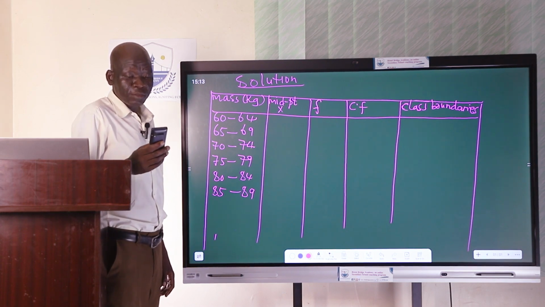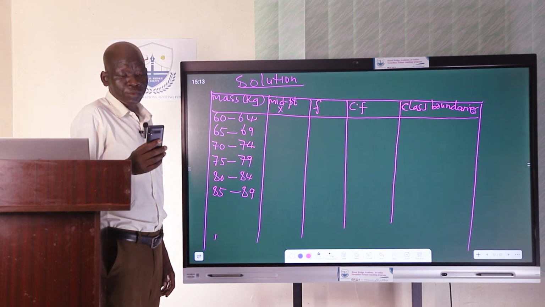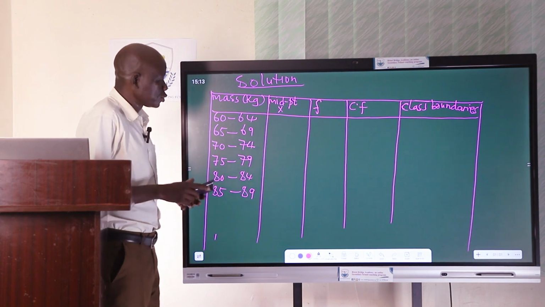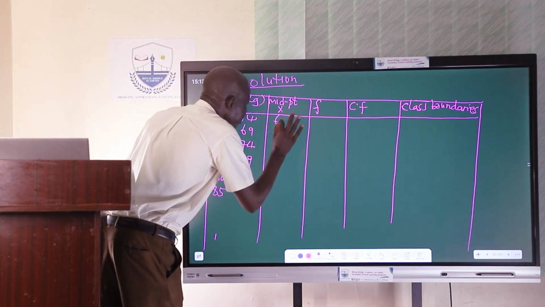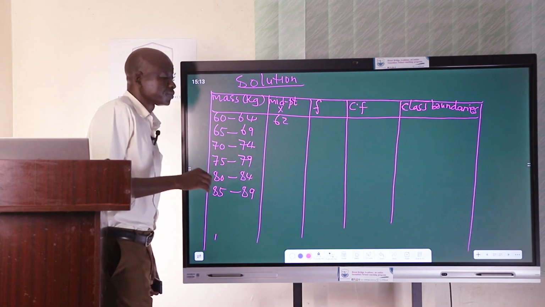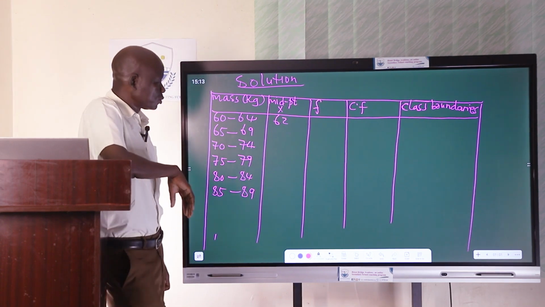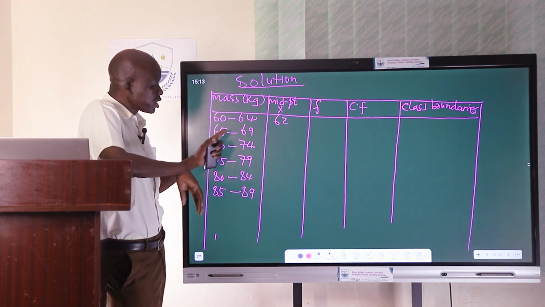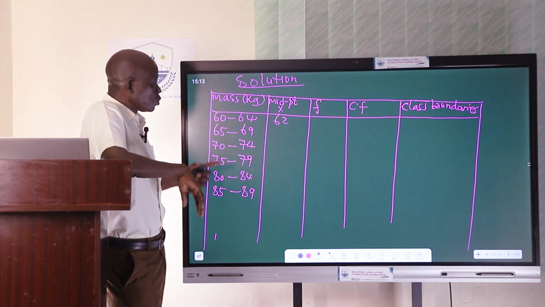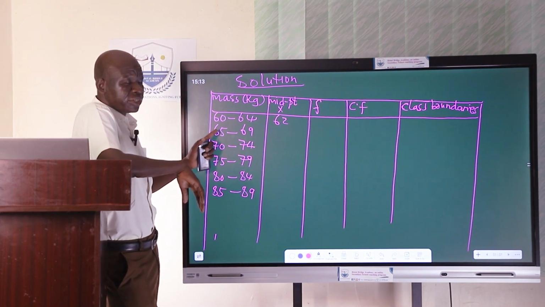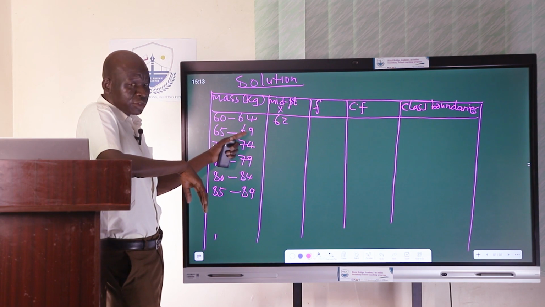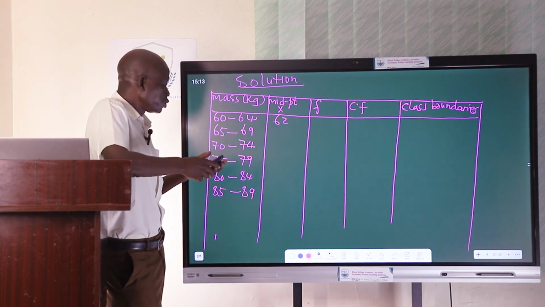124 divided by 2, you get 62. Then we write here 62. Then we also get the second midpoint. We add the lower class limit plus upper class limit, then we divide it by 2.